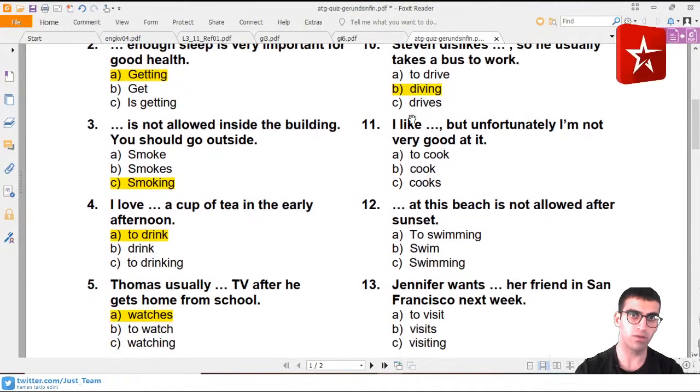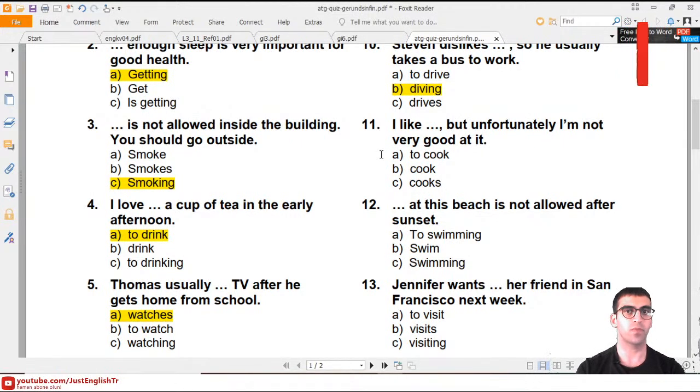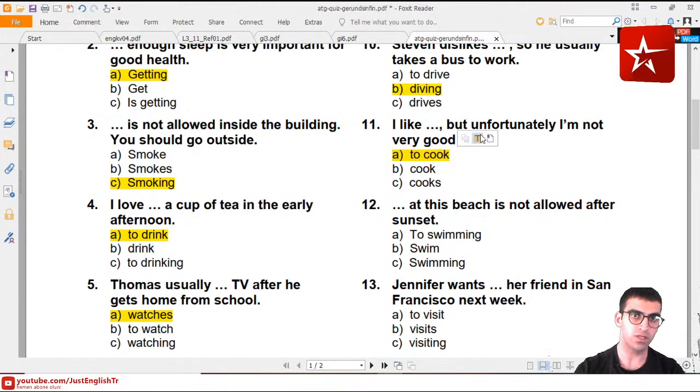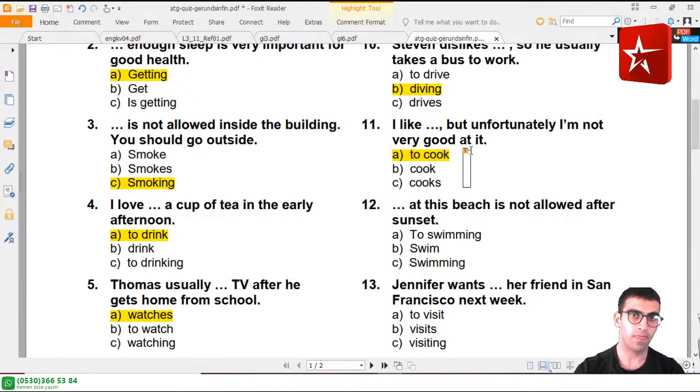Okay, guys, be careful. Number 11. I like to cook, but unfortunately I'm not very good at it. Number 11: to cook, I like cook, I like cooks. I like what? I like to cook. Yes, that is the perfect answer. I like to cook, but unfortunately I'm not good at it. Yes, to cook is the correct answer for 11.